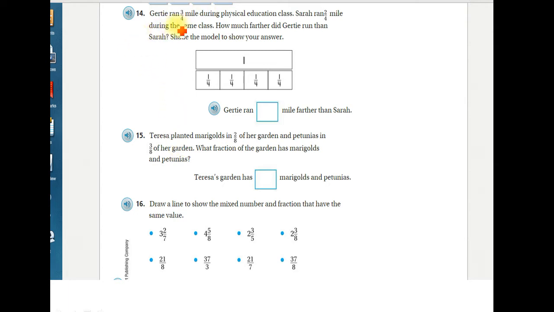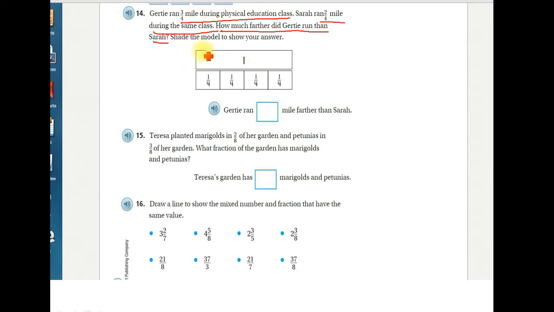Okay, number 14, Gertie ran 3/4 of a mile during physical education class. Sarah ran 2/4 of a mile during the same class. How much further did Gertie run than Sarah? That's our question. Shade the model to show our answer. So again, we're comparing Gertie's distance to Sarah's distance. Whenever we're comparing, we're finding the difference between the two, and difference means we're subtracting.